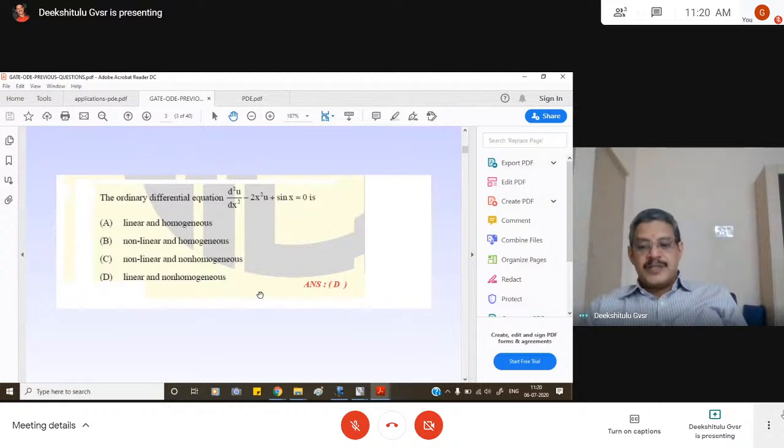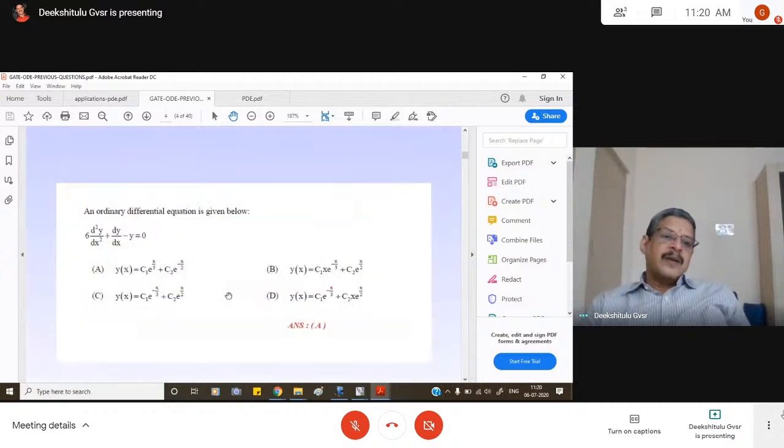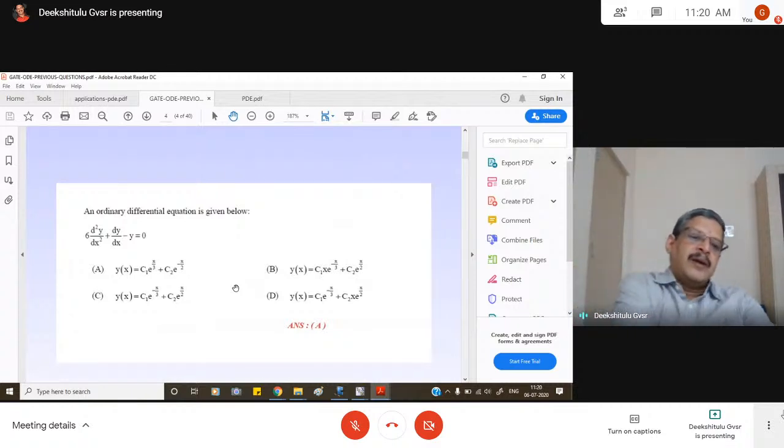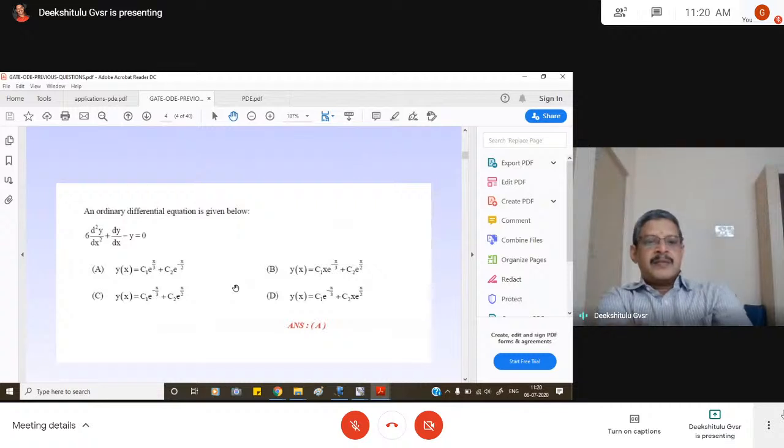So it is non-homogeneous. An ordinary differential equation is given by 6 d square y by dx square plus dy by dx minus y is equal to 0. What are the roots of this? So this is the homogeneous differential equation. We don't have a particular integral. For these problems we have only complementary functions.